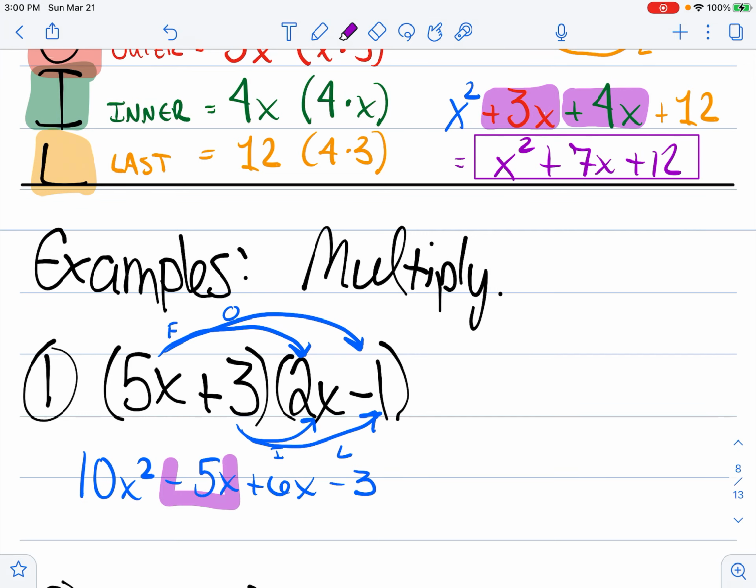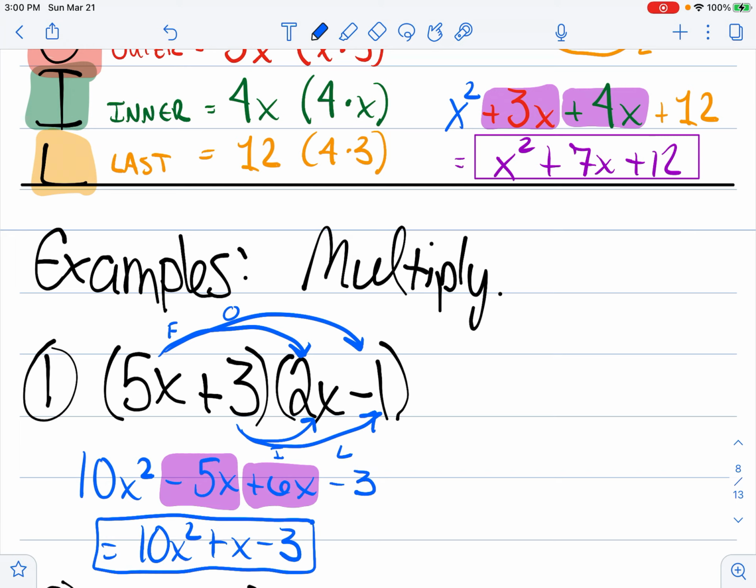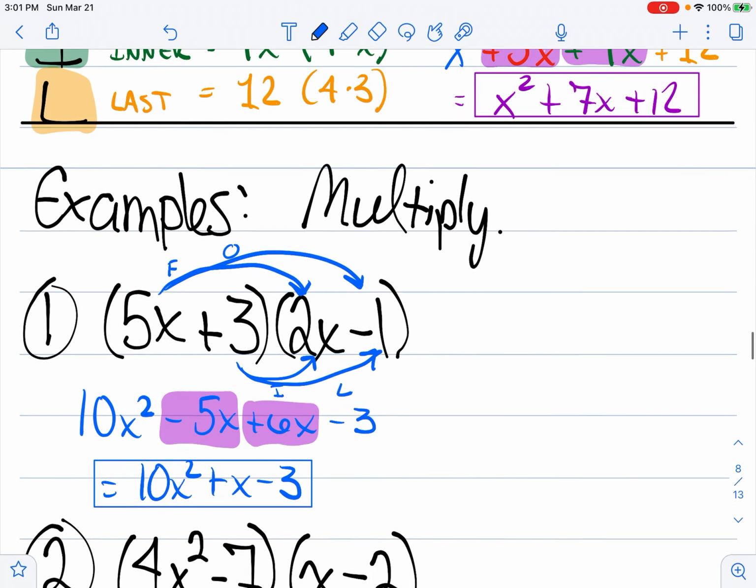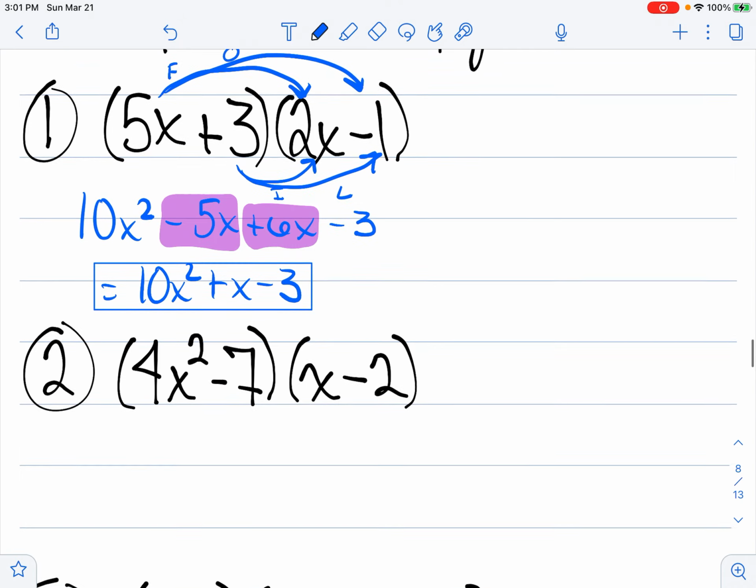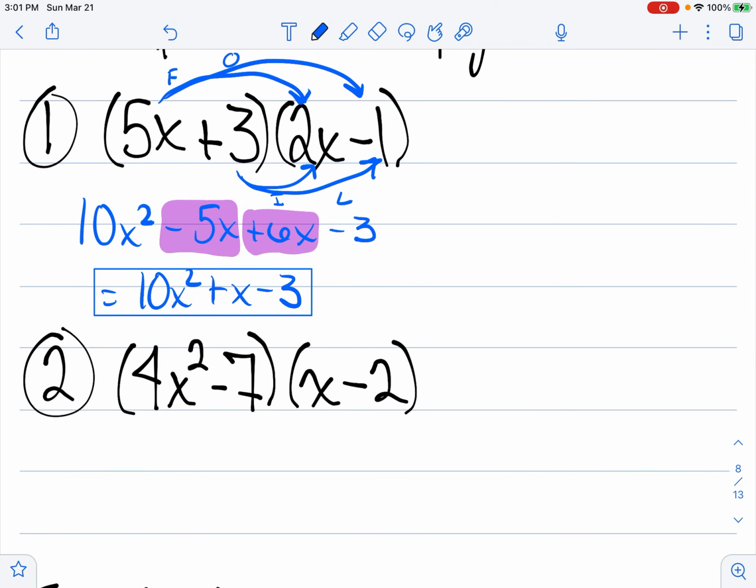Now I'm going to combine my like terms here. And sometimes there might not be like terms. You just have to see what your products are at the end, and if there aren't any like terms, then you just have your final answer already. So those combine, negative 5 plus 6 becomes 1. So my final answer is 10x squared plus x minus 3. Okay, there's example 1.